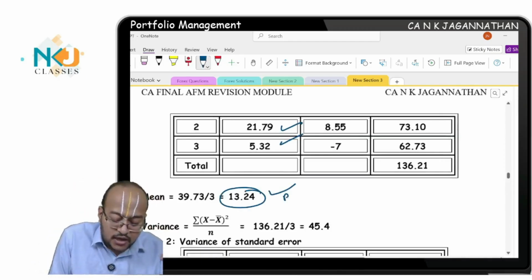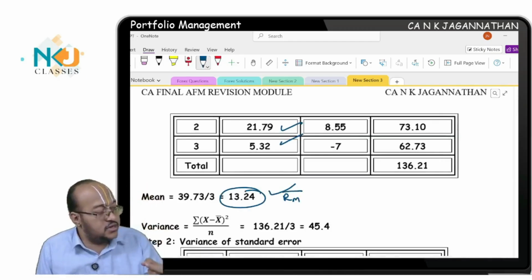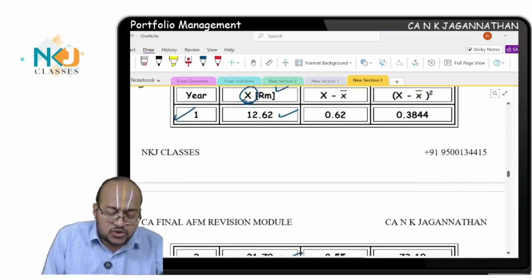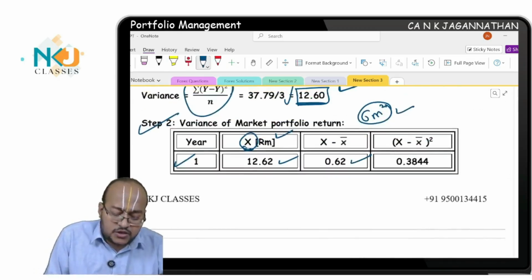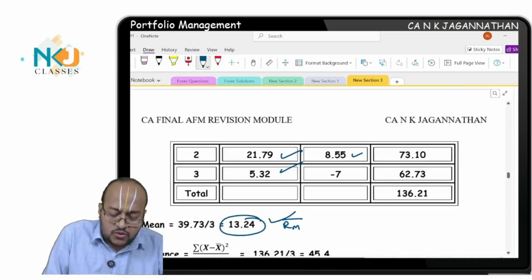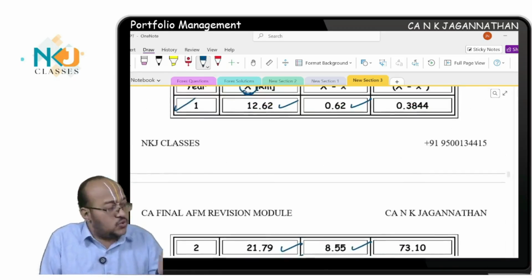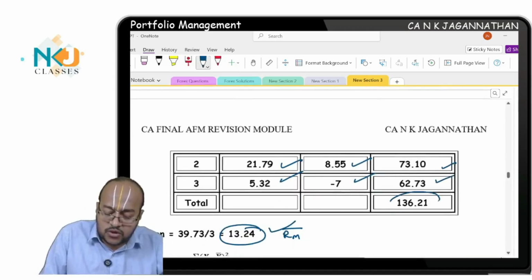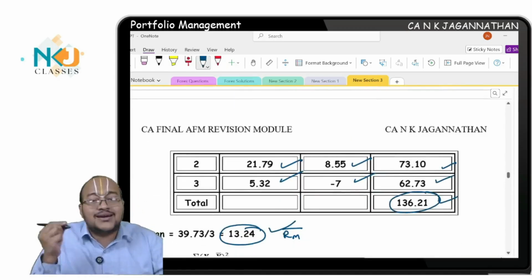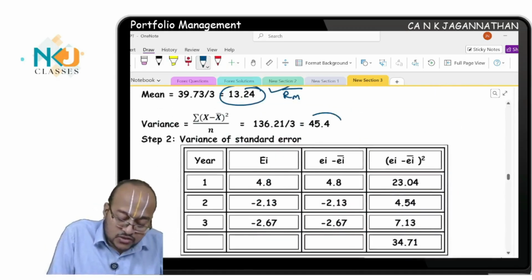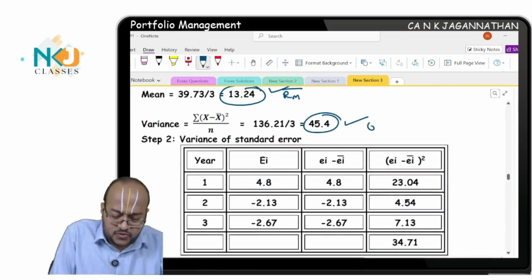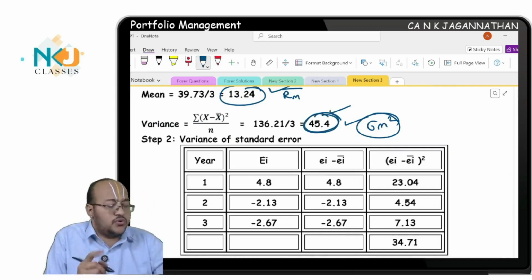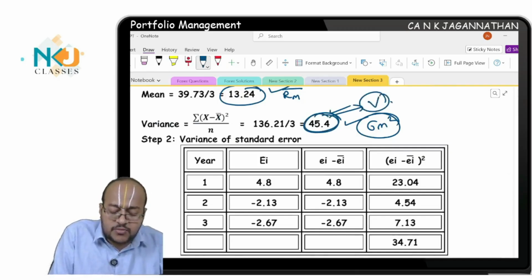This is nothing but RM bar. Are you listening? Now x minus x bar the whole square, you need x minus x bar. Respective years you do 0.62, okay, 8.55 and minus 7. Again square it up, x minus x bar the whole square, and add the total, you will get 136.21 divided by 3, you will get variance of the market. Okay, sigma m square, this is what? 41.4 is nothing but variance of the market.